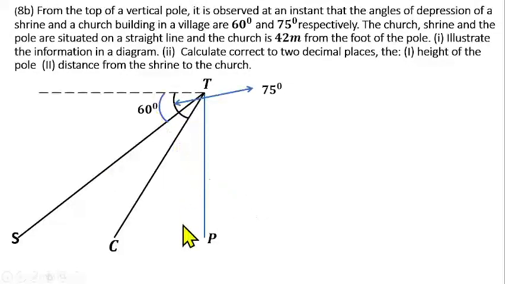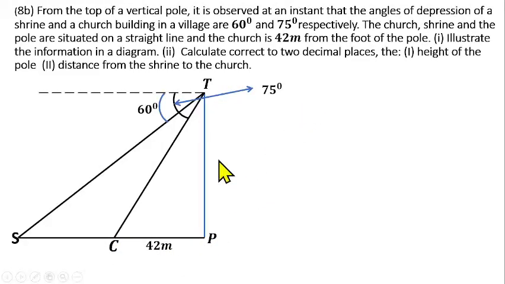Do we understand that? So from there, we are told that the three of them are situated on a straight line. So that means three points, the foot of the pole, the church, and the shrine, are on the straight line. And we have been given the distance. We are told that the church is 42 meters from the foot of the pole. So the distance of the church from the pole is 42 meters.